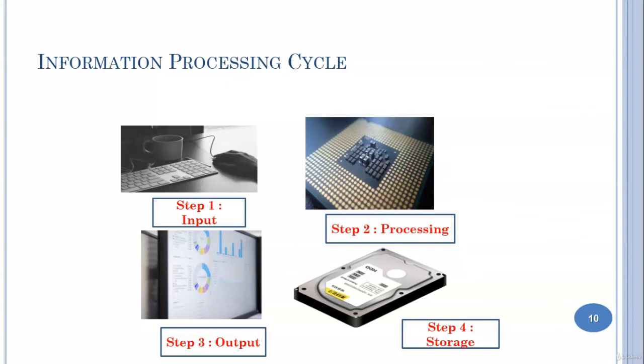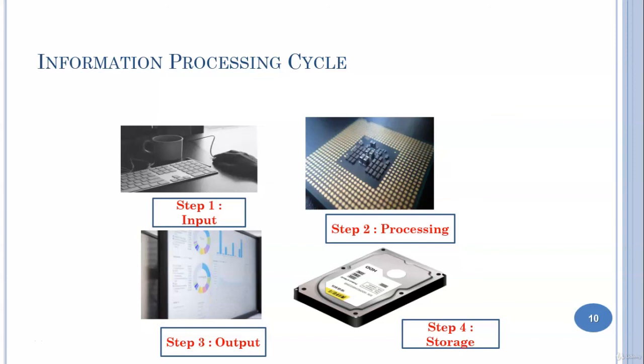The last step of the information processing cycle is the storage. In this step, the computer stores the results of its processing permanently on some device, for example a hard drive, hard disk, or magnetic tape or some other kind of storage medium. So all of these 4 steps constitute the information processing cycle, and this is how the computer processes the data.